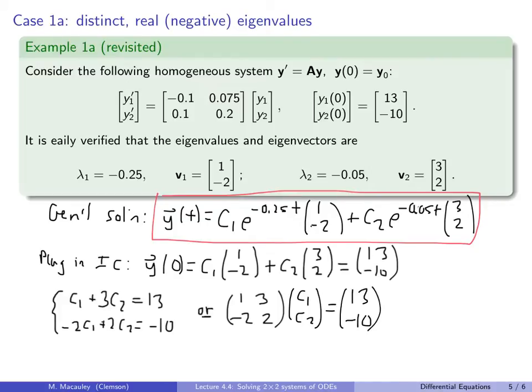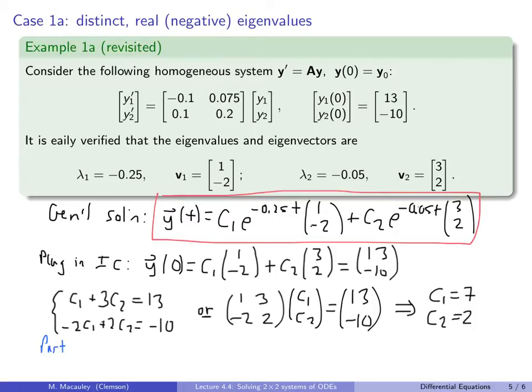At this point I don't care how you solve this. It's a 2x2 system, so solve it however you want to. And when you do, you get that C1 equals 7 and C2 equals 2. So that means our particular solution that satisfies this initial condition.